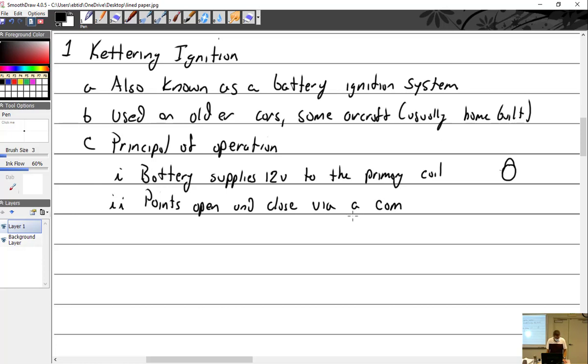Now this is going to be driven off the camshaft. And it's important to note that the camshaft in the engine is the brains of the operation. The crankshaft is just the brute strength.